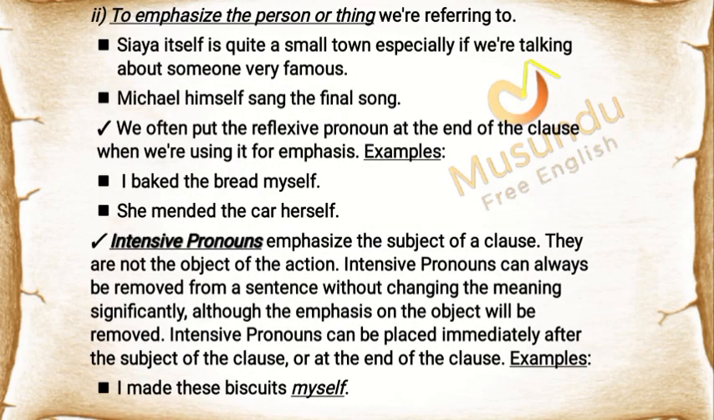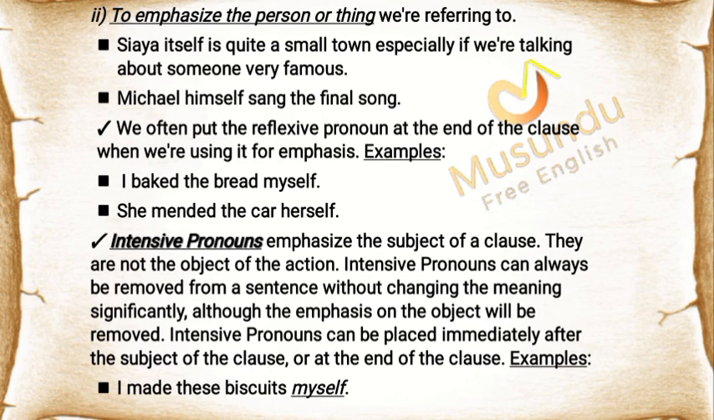2. To emphasize the person or thing we're referring to. Examples, the town itself is quite small, especially if we're talking about someone very famous. Michael himself sang the final song. We often put the reflexive pronoun at the end of the clause when we're using it for emphasis. Examples, I baked the bread myself. She mended the car herself.